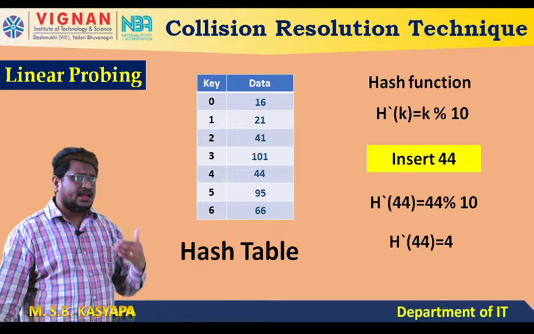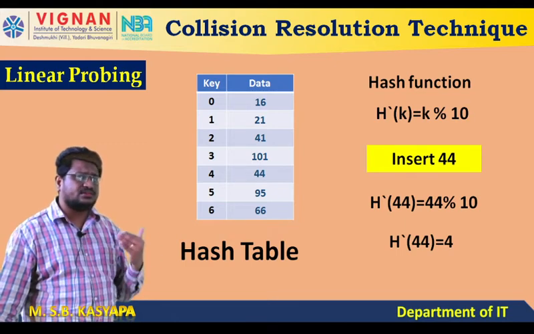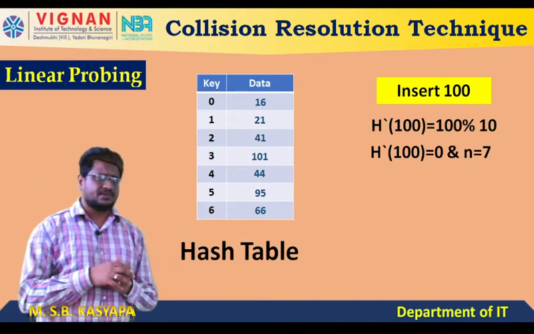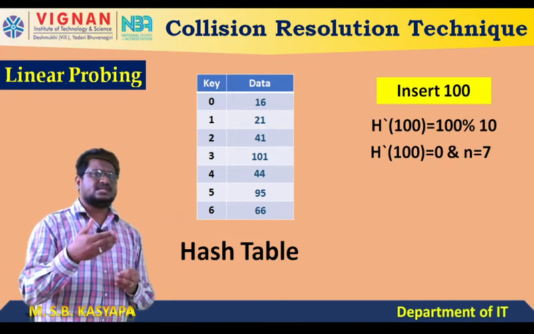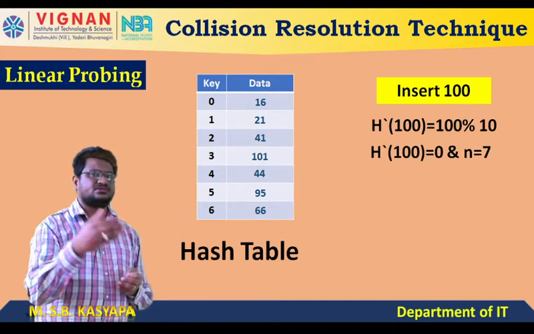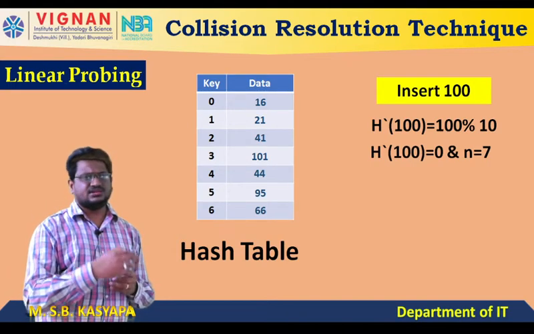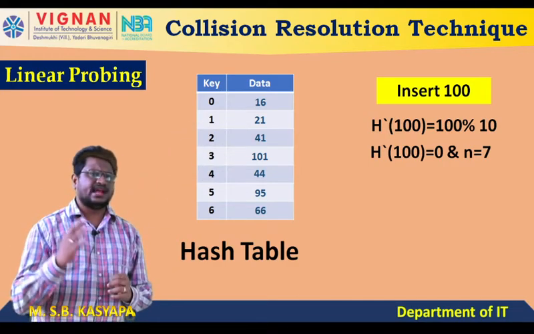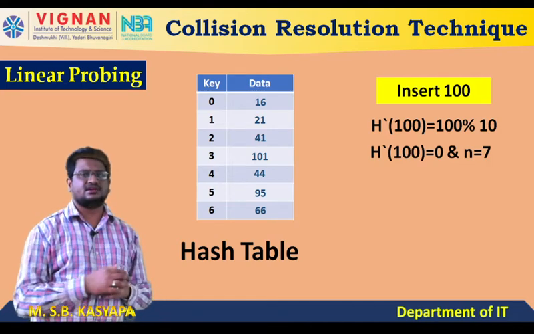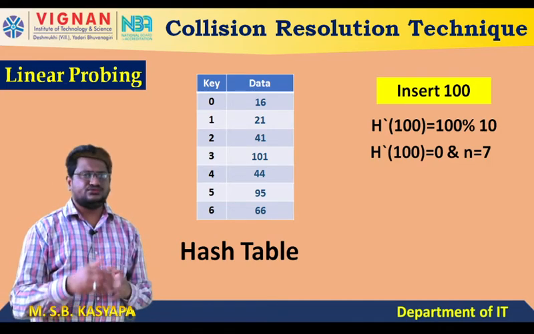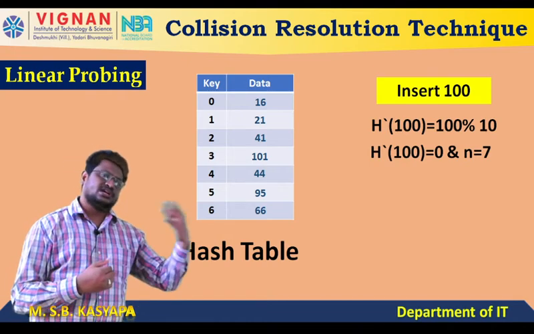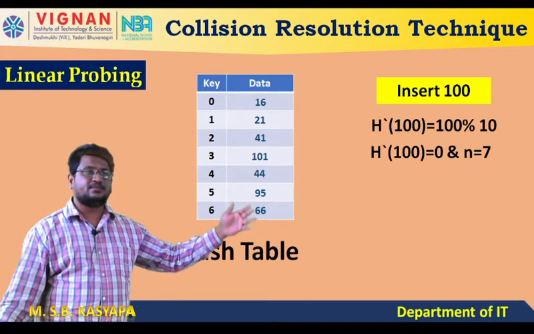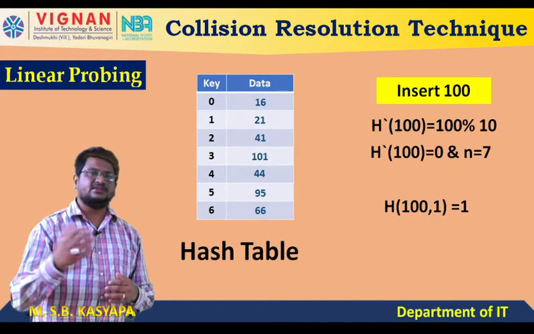At this time, if I want to store a new value, then what will happen? So, now I want to insert a value 100. Now, if I pass 100 into the hash function, as you know, 100 modulo 10, the value is 0. So, 0 is already occupied, am I right? So, n equals 7, that means the size of the hash table is 7. If you apply these values into a probing function, what will happen? Let us try to do this complete process in your own way. I am directly giving the values.